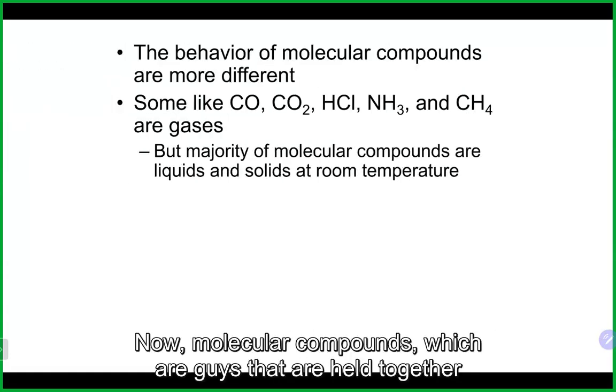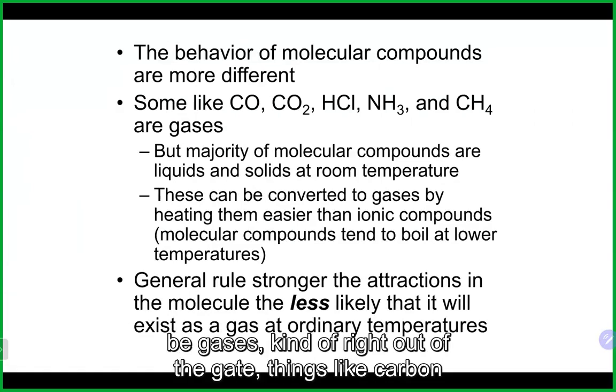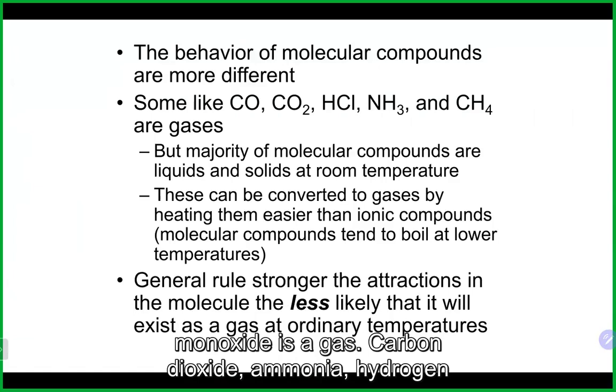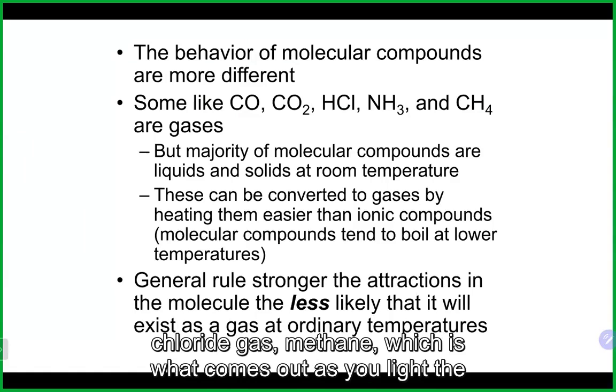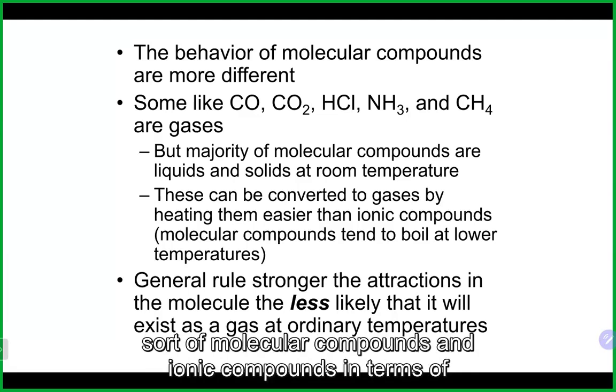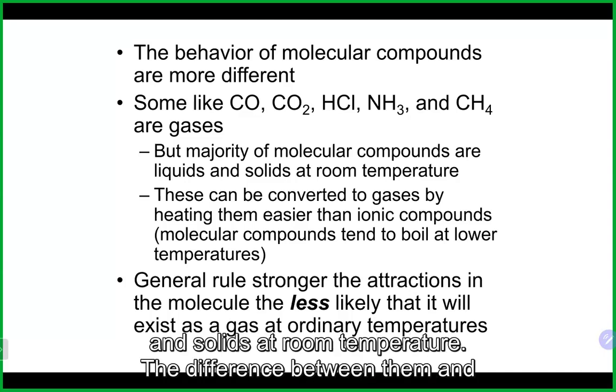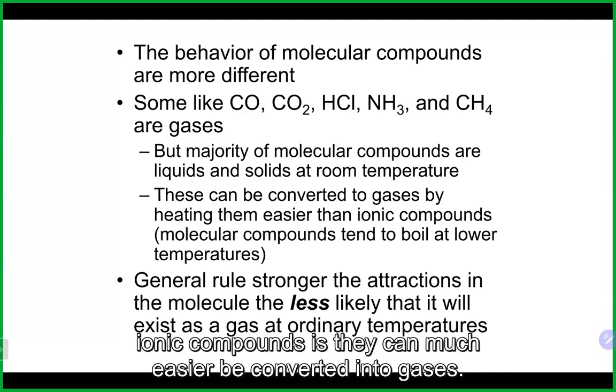Now, molecular compounds, which are held together by sharing of electrons, are a little bit different. They can be gases right out of the gate. Things like carbon monoxide, carbon dioxide, ammonia, hydrogen chloride gas, methane, which is what comes out as you light the Bunsen burner. One of the major differences between molecular and ionic compounds in terms of gases is that a majority of molecular compounds are liquids and solids at room temperature. The difference between them and ionic compounds is they can much more easily be converted into gases.